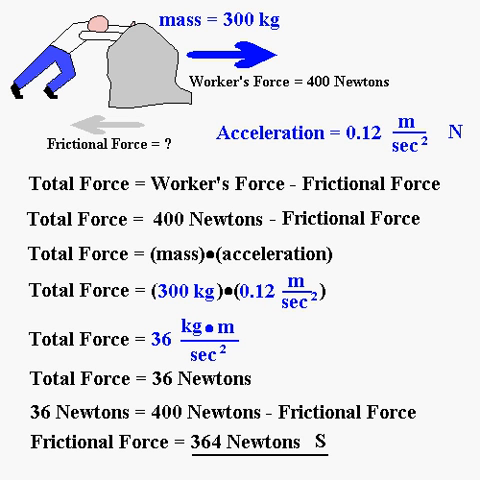So when we use mass times acceleration, that's only giving us the total, which is the worker's force minus the frictional force. Since we can figure out the total force, and since we were given the worker's force, then we can figure out the frictional force, but we have to think about it. That's what makes these problems difficult.